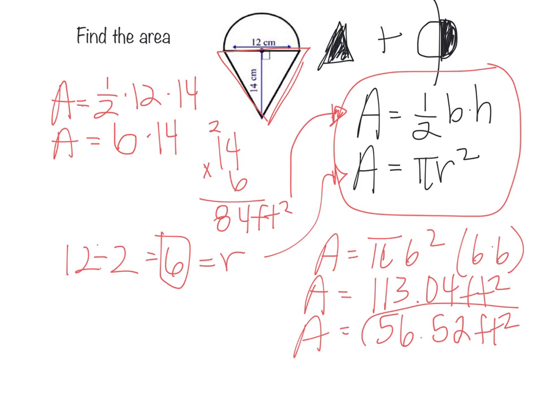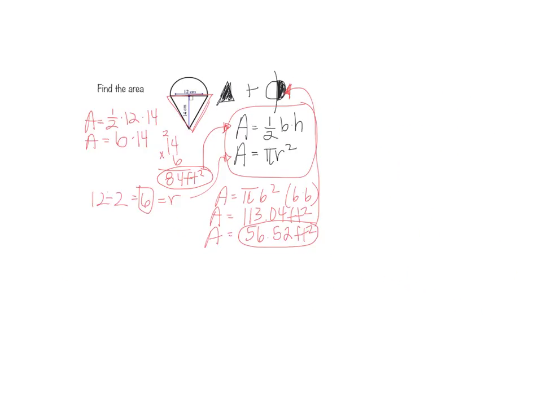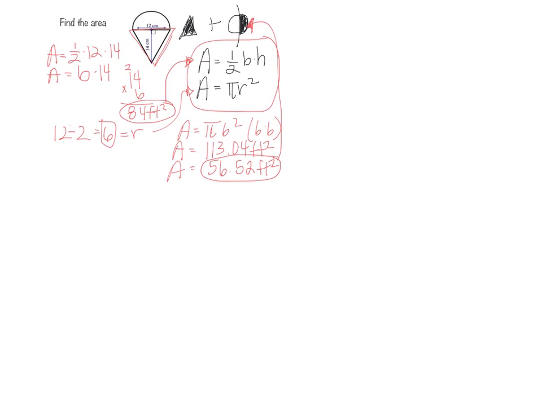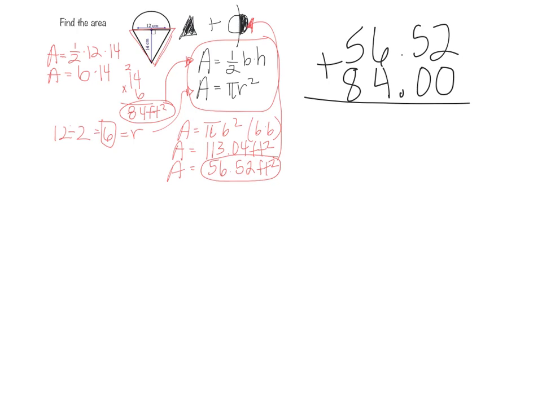Brilliant. So now I take my two pieces, the area of half of my circle plus the area of my triangle, and add them together. So we're taking 56 and 52/100, adding it to our previous answer of 84. Need more space, so let's minimize. All right, 56 and 52/100 plus 84. Remember, these zeros after the decimal mean the same thing.